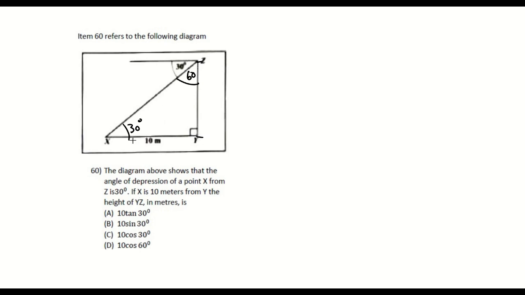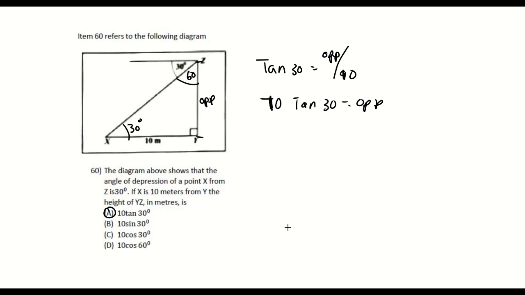So if we are using 30 degrees, this is my opposite and this is my adjacent. Tan 30 is equal to the opposite over my adjacent, which is 10. So 10 tan 30 would give you my opposite. So 10 tan 30, that is E. Right, and that is how you would do this question. That is the end of May, June 2022.